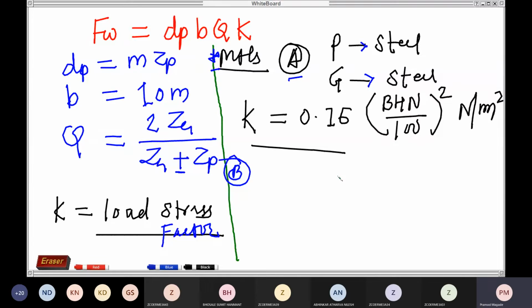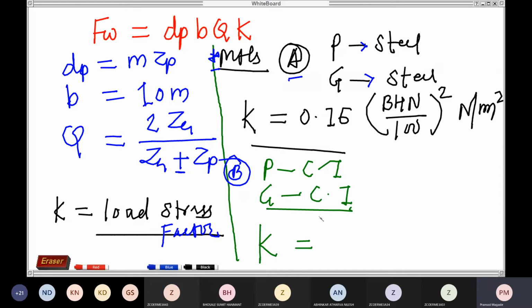So the first condition we have written, and the second I will write here. If the pinion is made up of cast iron and the gear is made up of cast iron, I think you have written this, then the value of load stress factor K is equal to 0.21 times, it is again proven, BHN by 100, bracket square.